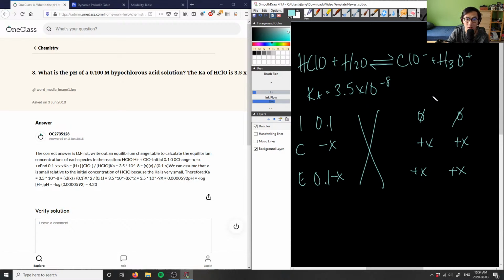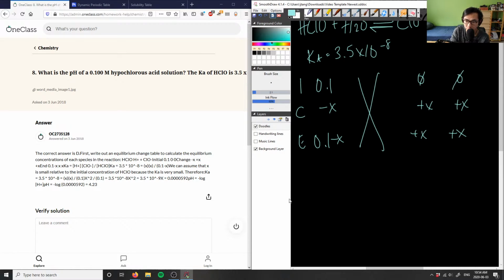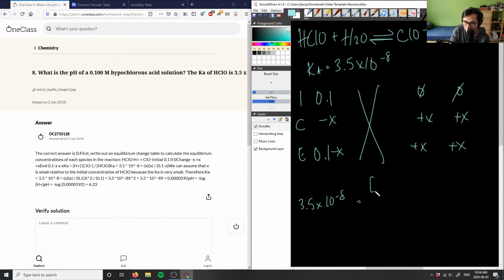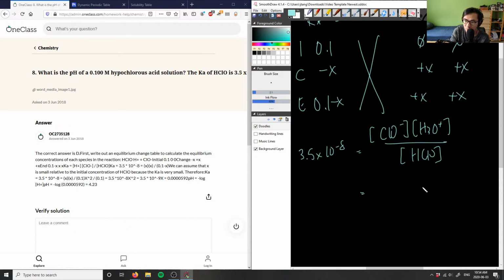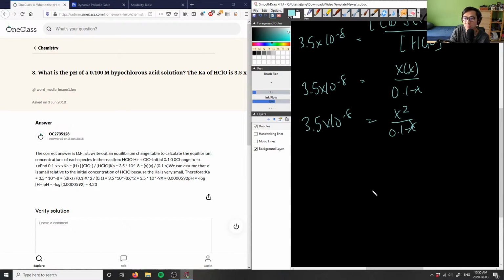So what we can do is write out our equilibrium equation, right? So we have Ka, which is 3.5 times 10 to the negative 8. It's going to equal the concentration of our products, ClO minus and H3O plus, over our reactant, which is HClO. It's going to equal x times x over 0.1 minus x. So it's going to equal x squared over 0.1 minus x. Now, as you can see, I can do the assumption method. I can cross out this x here because I'm assuming that it is very, very small. So if I move 0.1 to the other side, I get 3.5 times 10 to the negative 9 equals x squared.